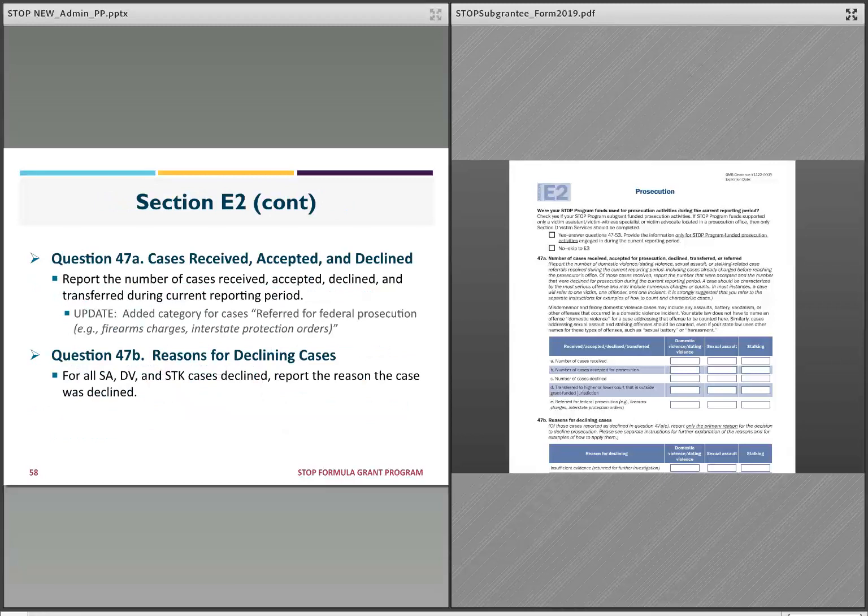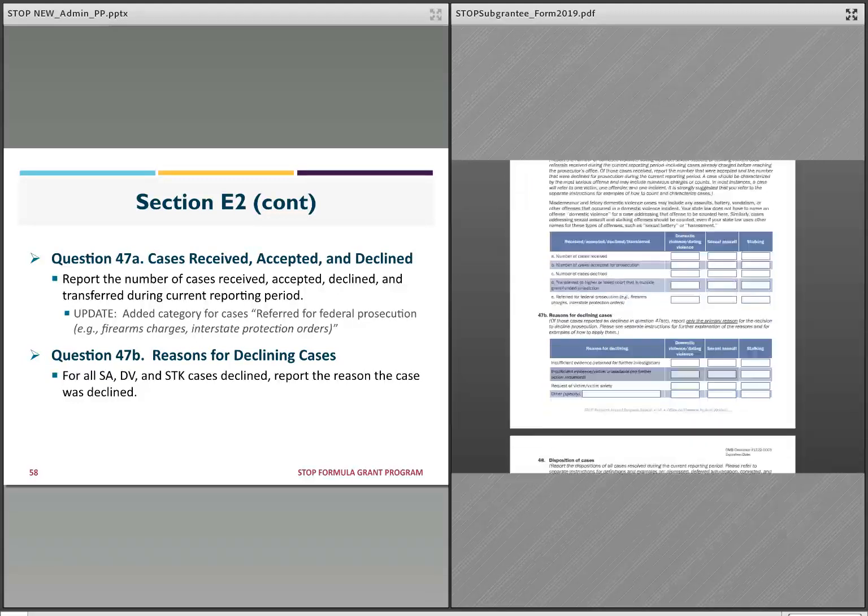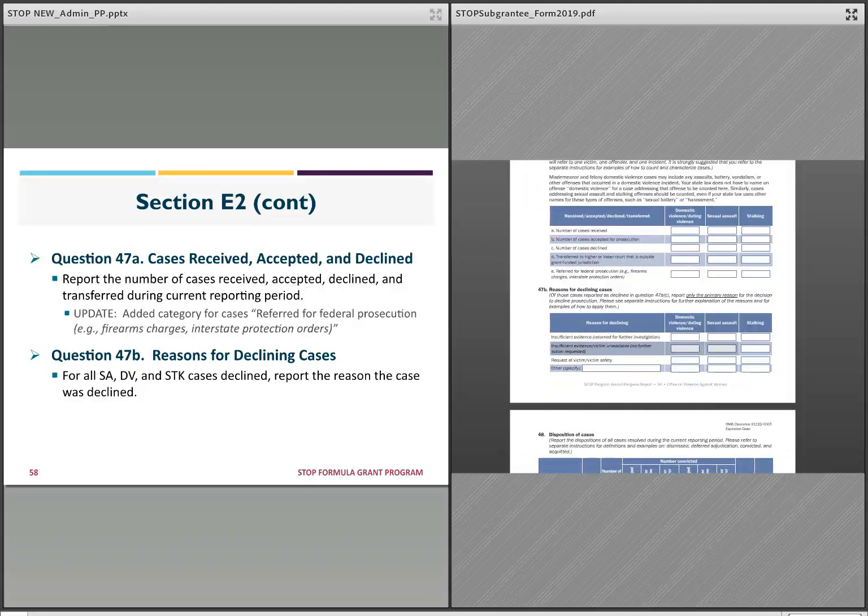misconduct, and more. In question 47A, cases received, accepted, and declined, report the number of cases received, accepted, declined, and transferred during the current reporting period. There's also now the option to report any cases that were referred for federal prosecution, for example, firearms charges or interstate protection orders. In question 47B, the subgrantee should report all reasons for declining cases.